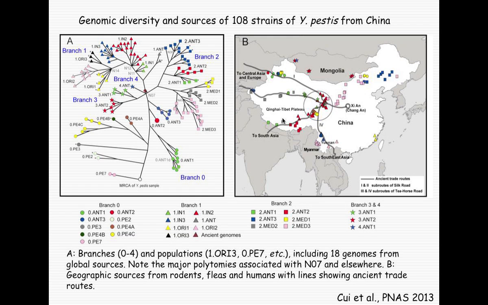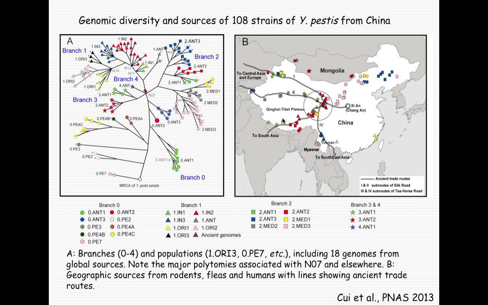And we see multiple polytomies in the Pestis genealogy. Here's one, the Samoan here, and up there, there's one. And we think these polytomies are signs of epidemics and outbreaks. So this one is associated with the Black Death, but many of the others do not have historical associations yet.